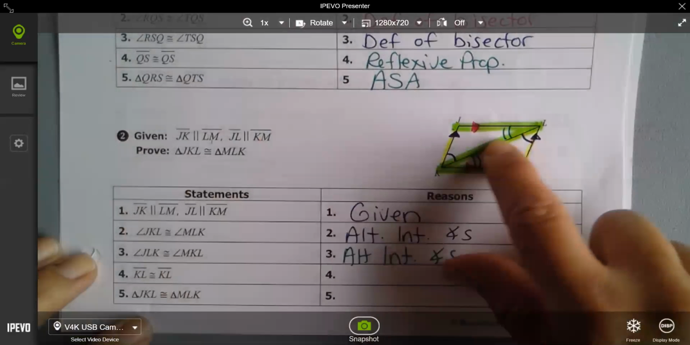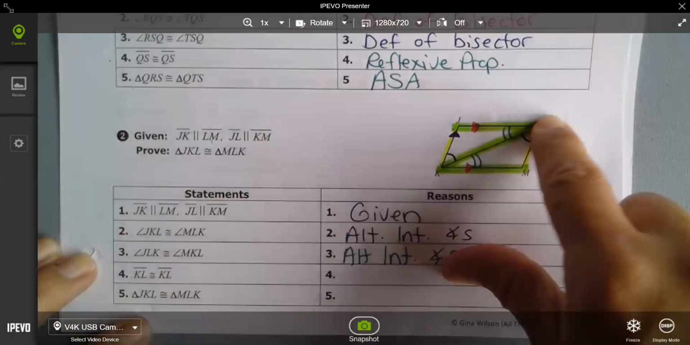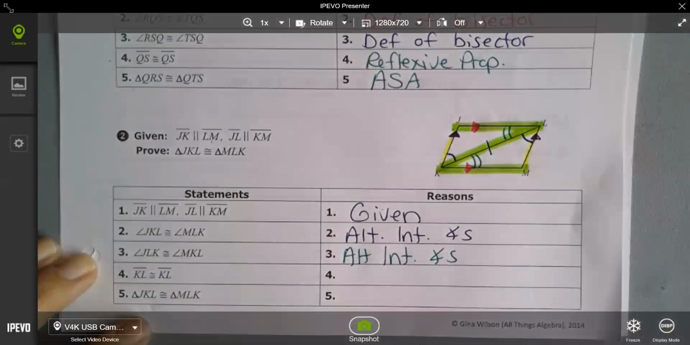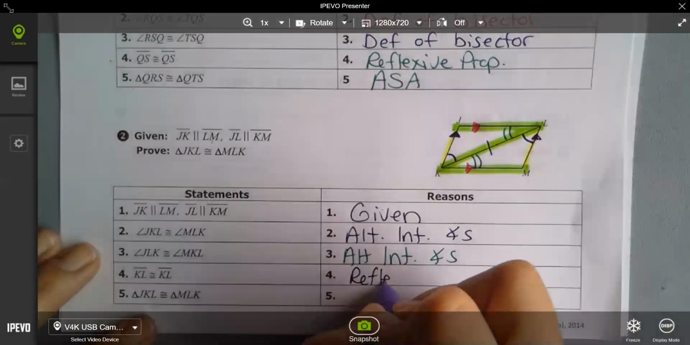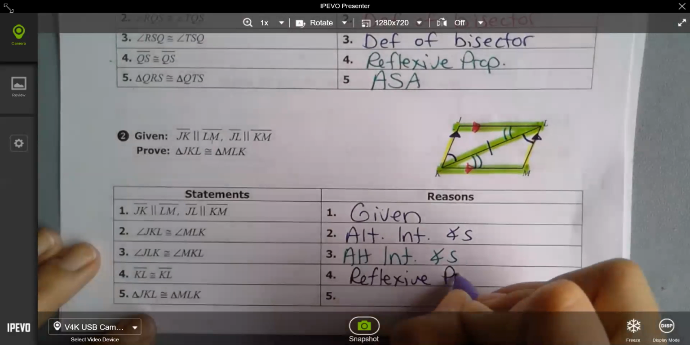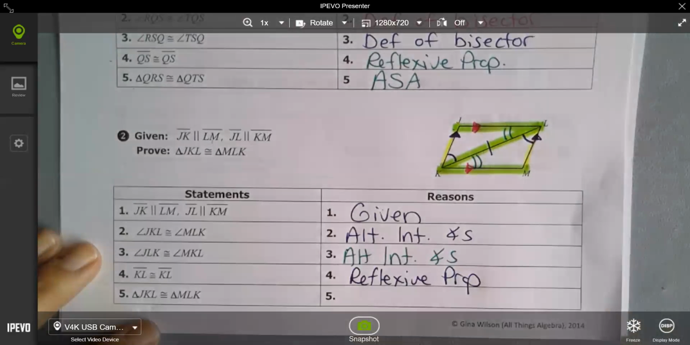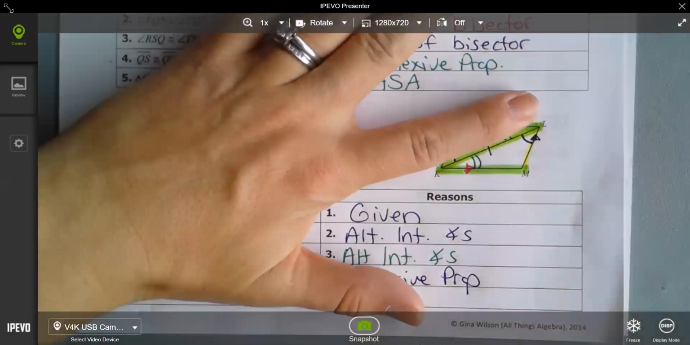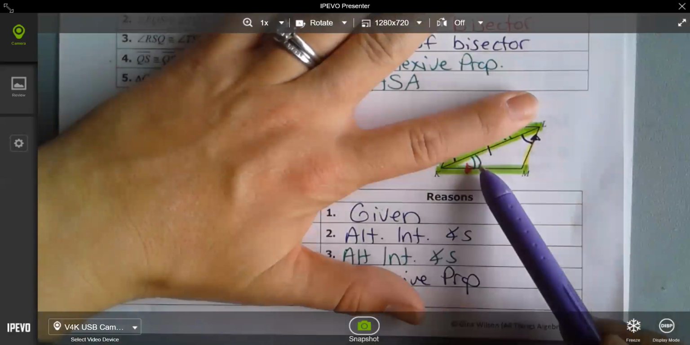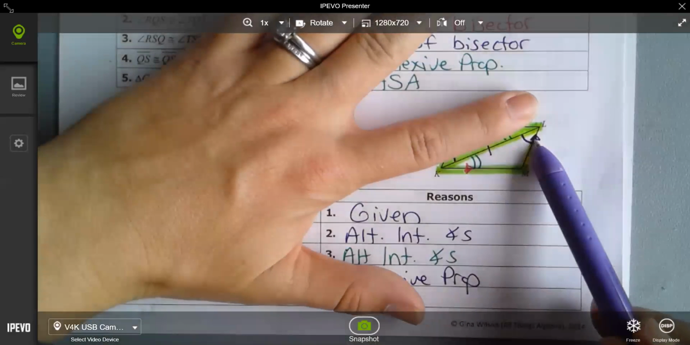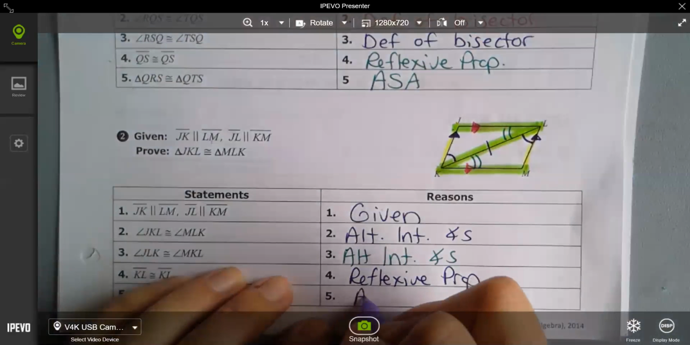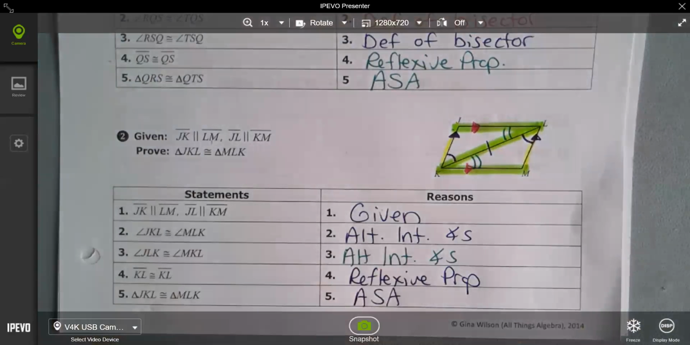All right, what else do you see? Well, right down the middle, shared by the top triangle and the bottom triangle, KL is congruent to KL. That is the reflexive property. And now that gives me enough information. Cover up, look at one triangle at a time. We've got angle, side, angle, and then angle, side, angle. So confirmed angle, side, angle.